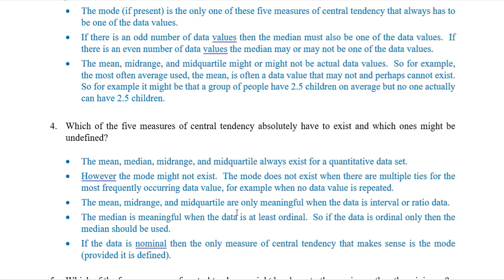So the answer to this question really depends on the type of data you have. If it's nominal data, the only one that even makes sense is the mode. You can't really compute the others, and then the mode may or may not exist. If the data is ordinal, then the median makes sense, and so the median and the mode would make sense. The mode may or may not be defined. The median would be defined then. And if the data is interval or ratio level, then the median will exist, the mean, mid-range, and mid-quartile will exist, the mode may or may not exist, and all of them that exist have meaning in that context.